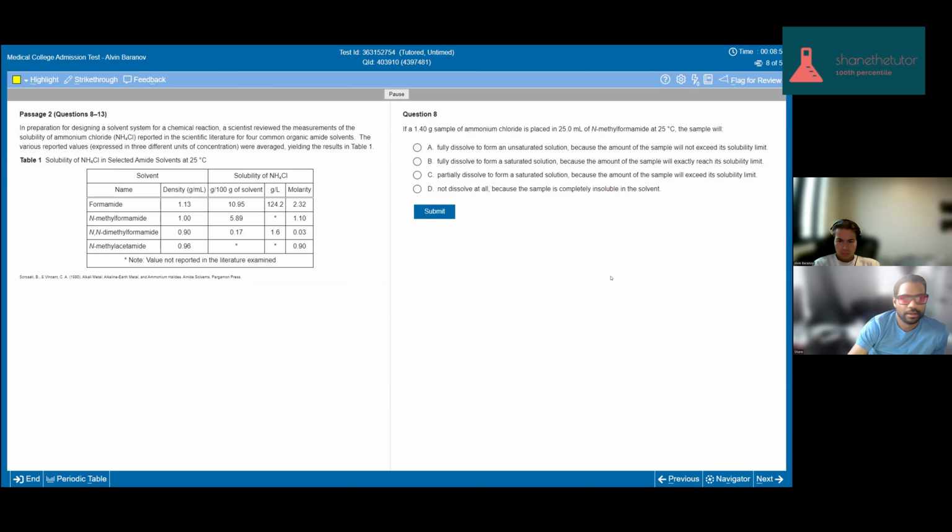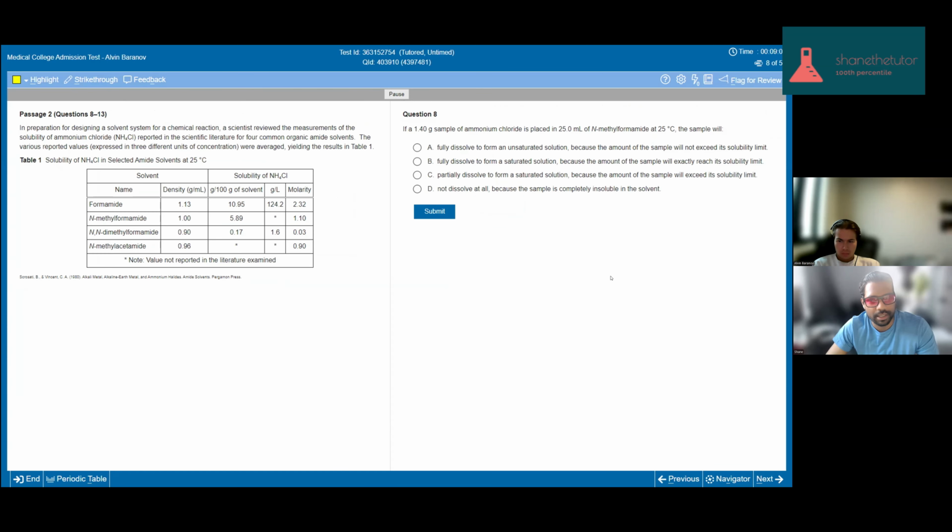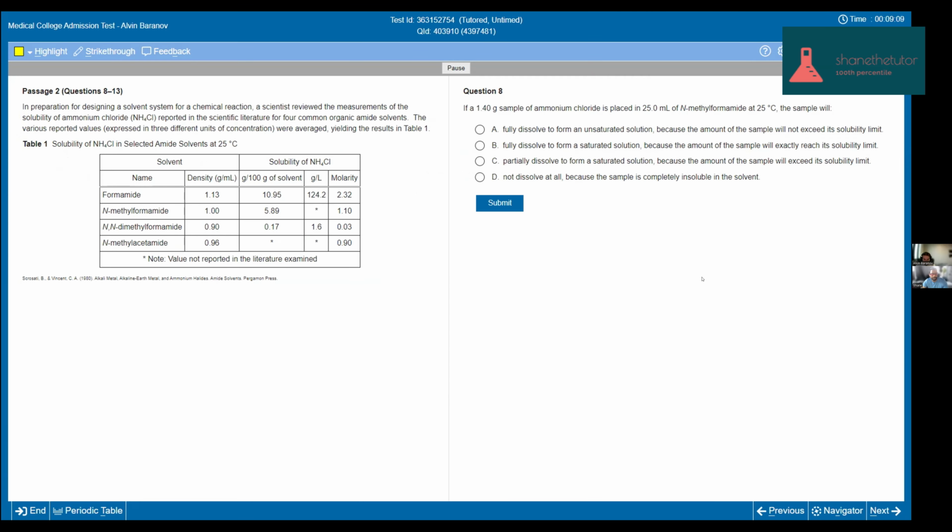So, for that, let's see. Okay. How did you approach this? It was pretty hard. I was really overwhelmed with all the numbers, so I didn't really know where to start here. Okay. I know the N-methyl formamide, we have to look at that row, but it probably has something to do with the grams per 100 grams of solvent, so 5.89, something with that.